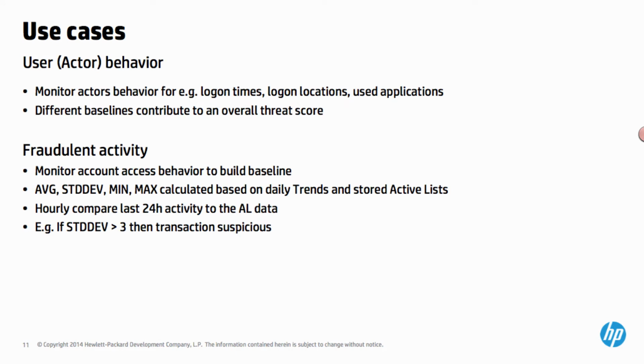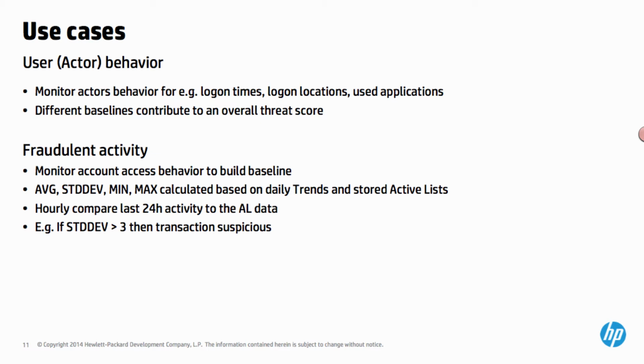So, I mentioned this earlier, but login times, locations and applications used. So we can create those baselines of which users log on to which systems and what time from what locations. And therefore, we can have a statistical baseline to work from to identify if something changes from that. What about fraudulent activity? So monitor access to build that baseline using things like average, standard deviation, minimum and maximum calculated on those daily trends.